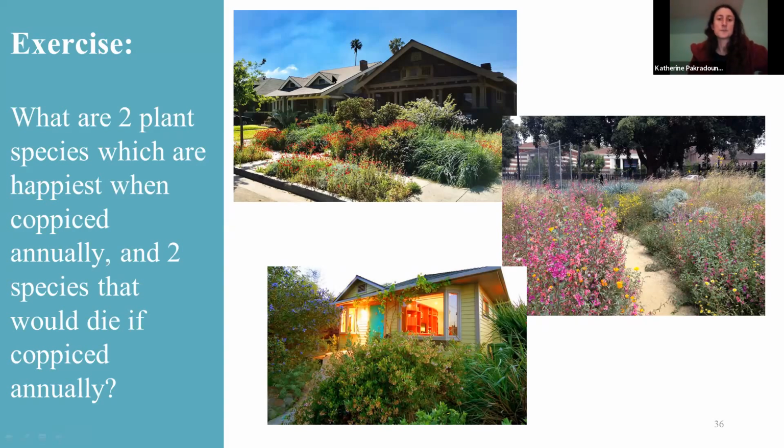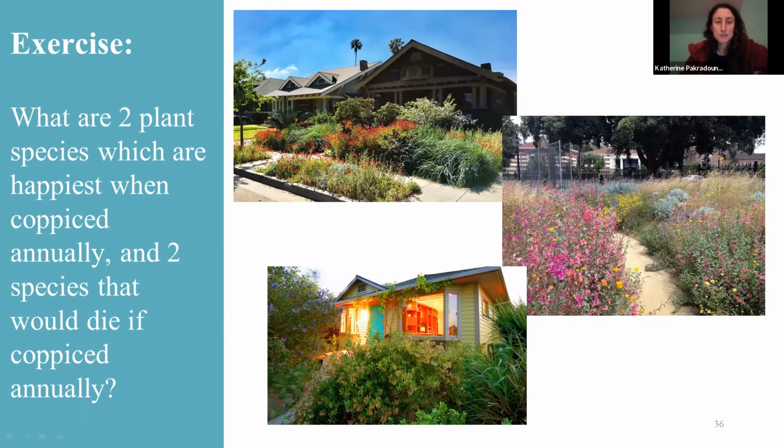All right, so we have Manzanita will hate you if you coppice it down to the ground. It would be your first and last coppicing unless you have a resprouting, one of those crown sprouting manzanitas. But even then, they would not want it to happen annually. So I would say that is a very correct answer.